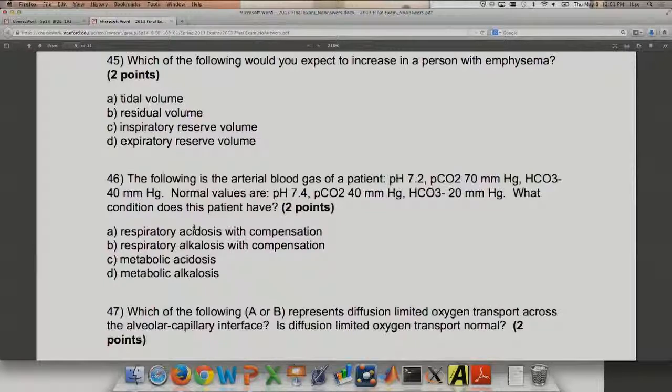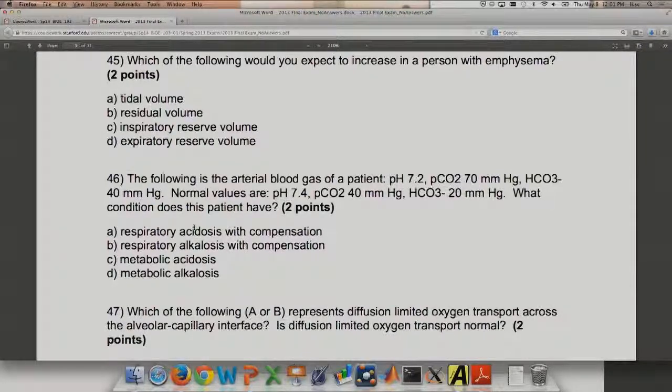Bicarbonate is negative, right? It's a base, not an acid. Lower. In this case, the bicarb is quite high. So does he have metabolic acidosis? No. His PCO2 is 70, and the PCO2 should be 40 or less, usually around 40. So what's the problem with his respirations?